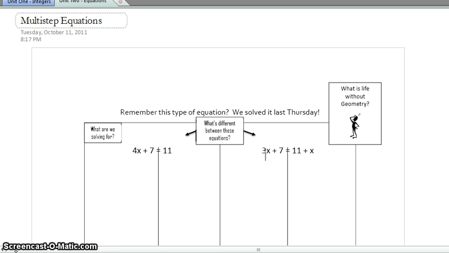I'm going to teach you in about 20 minutes how to solve some multi-step equations with variables on both sides of the equation in this situation.